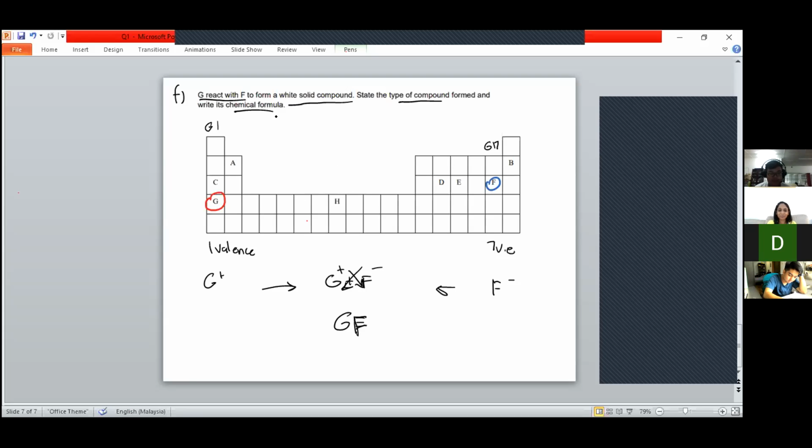Now they also ask what's the type of compound formed. G, group 1, is alkali metals. So that means G is a metal and F is a halogen, so it's a non-metal. Metal and non-metal create ionic compounds. Therefore, GF is an ionic compound. Correct. Wonderful.